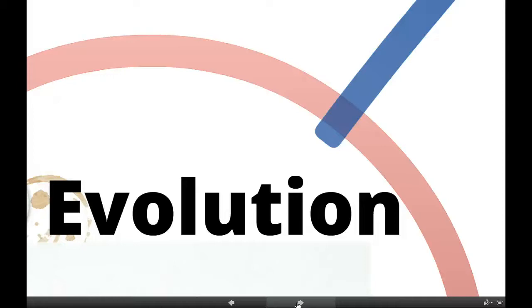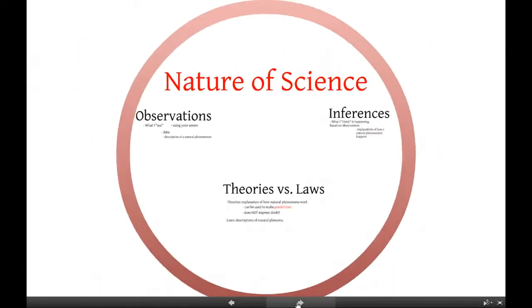All right, so this is the second part of our series on evolution. Some notes to supplement what we've been doing in class. We've taken notes on the history of evolution and the people involved in it and the ideas of natural selection that Darwin proposed. But now we need to return to this idea of the nature of science: observations and inferences, theories and laws.